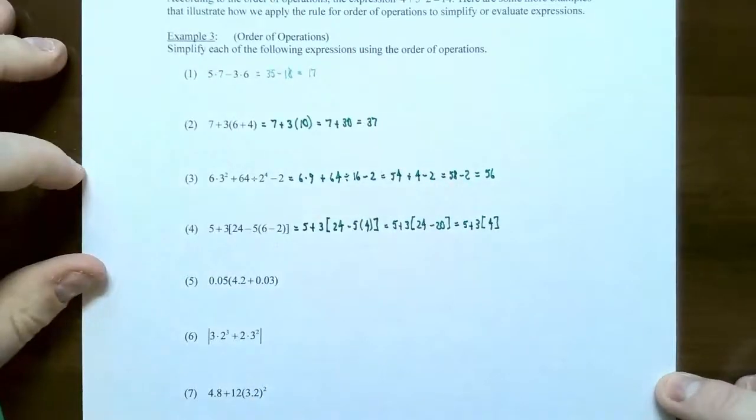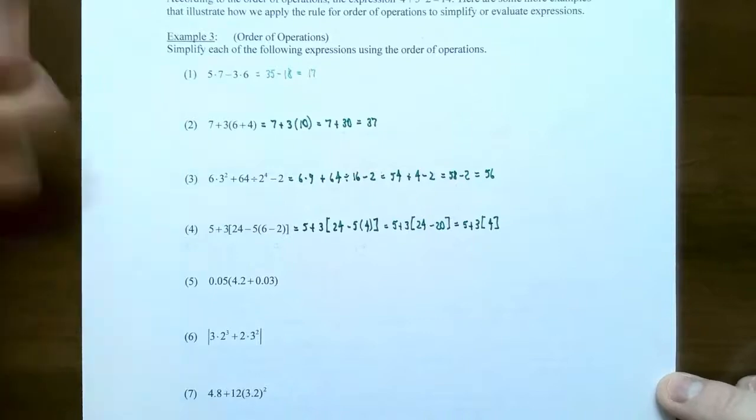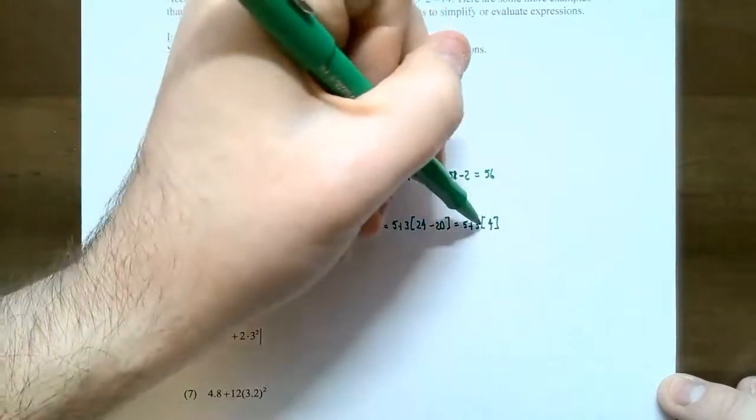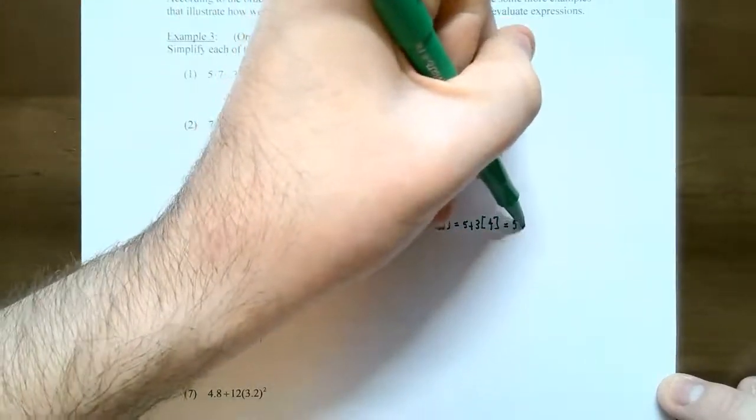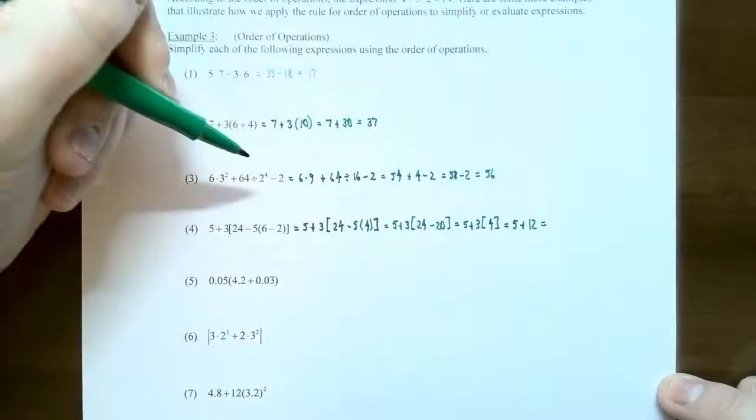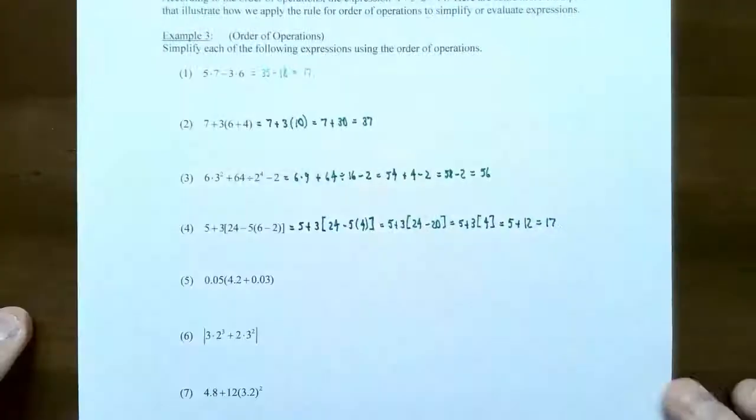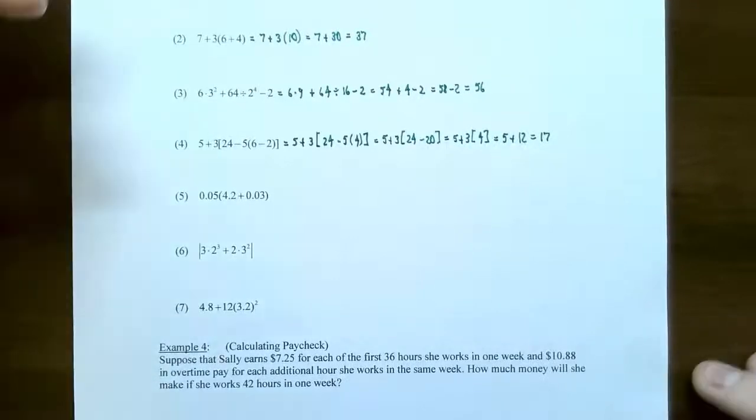So now we only have multiplication and addition left. So do multiplication first. 3 times 4 is 12, so 5 plus 12, and then do addition last, 17. Okay, number 5. This time there's grouping symbols again.